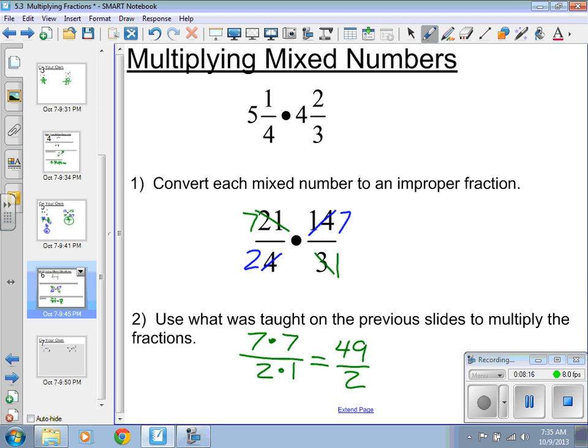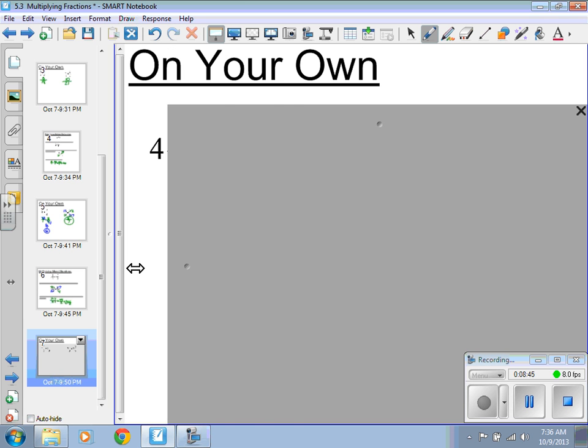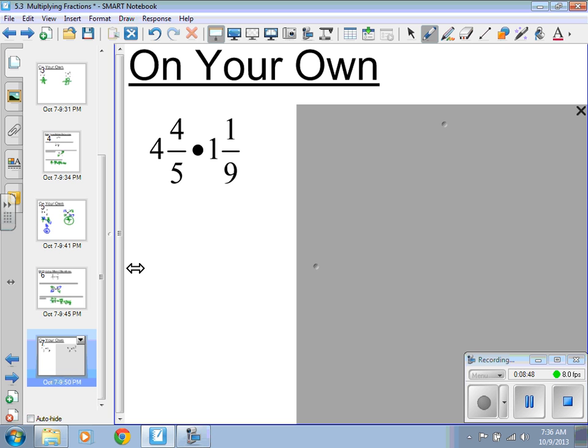As I shared with you previously, it is perfectly fine to leave that answer that way. If you are given the instruction to convert it to a mixed number, or if you choose to, you do 49 divided by 2, which is 24 with 1 left over. So you get the answer 24 1/2. Now, I would like you to try this on your own. Of course, pause this to do it on your own, and then come back and watch me do it.